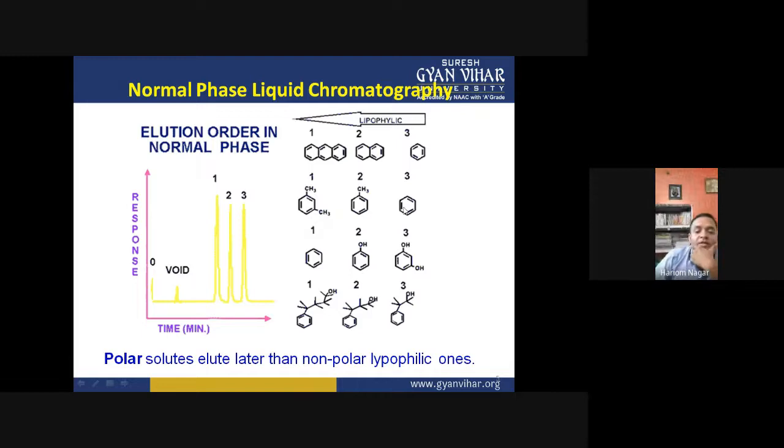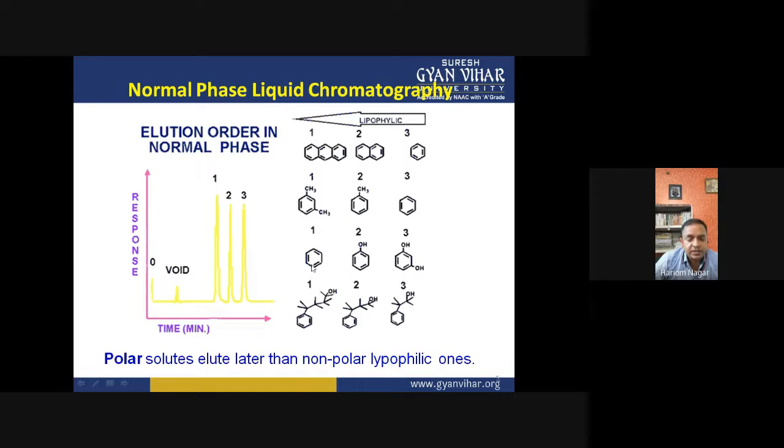If you talk about benzene, toluene, and xylene, the metaxylene compound has more hydrophobic character, meaning this is less polar than this, and this is less polar than benzene. Why is this so? Because xylene has two CH3 groups, and these CH3 groups are non-polar groups. So xylene is the less polar compound, and it will elute from the column first, then second, and then third.